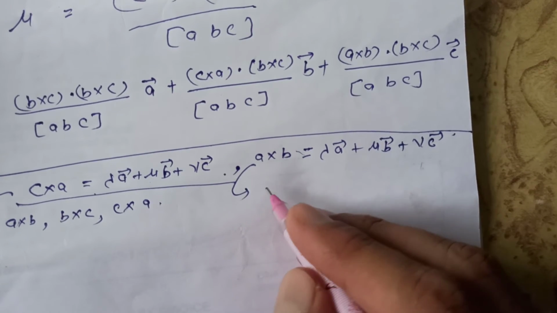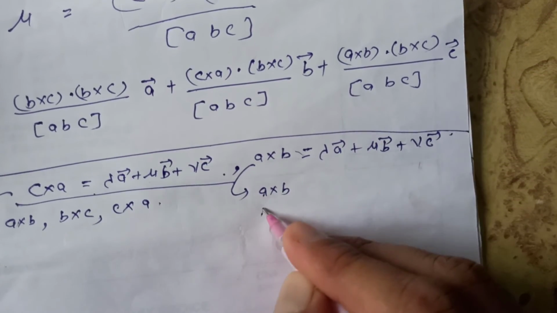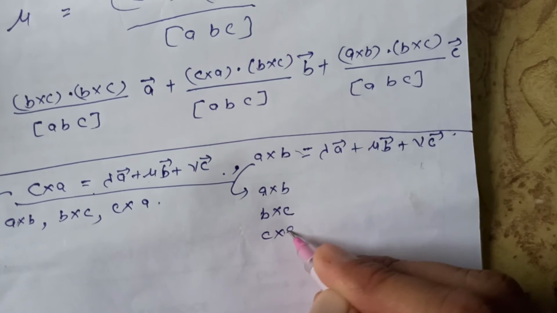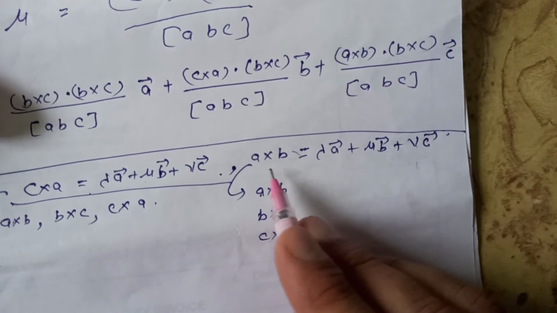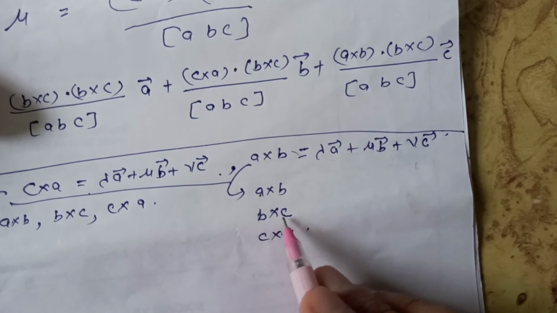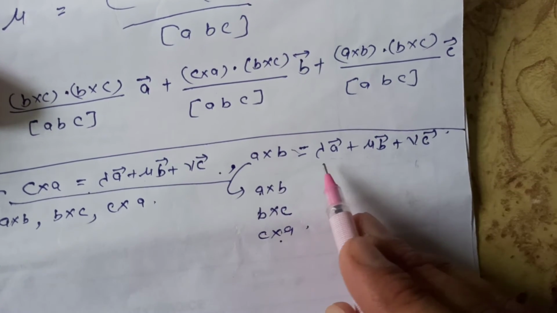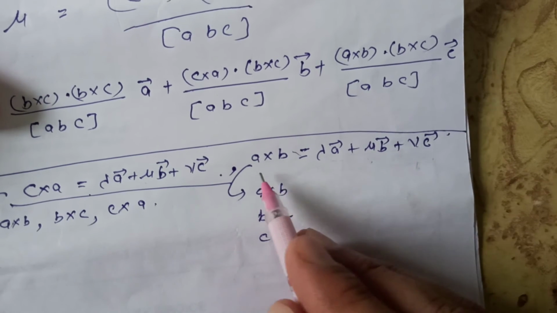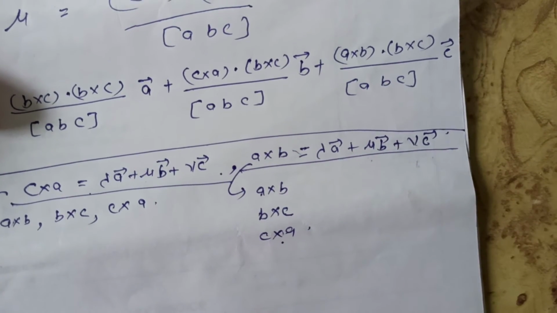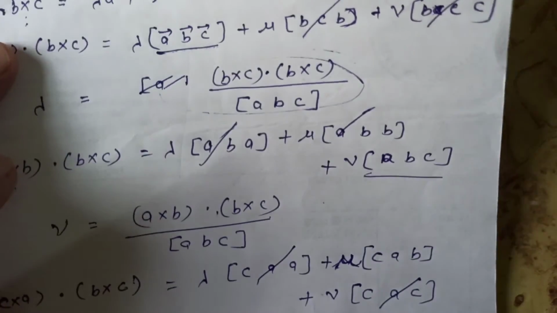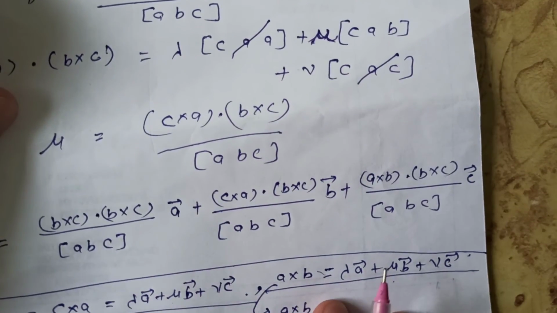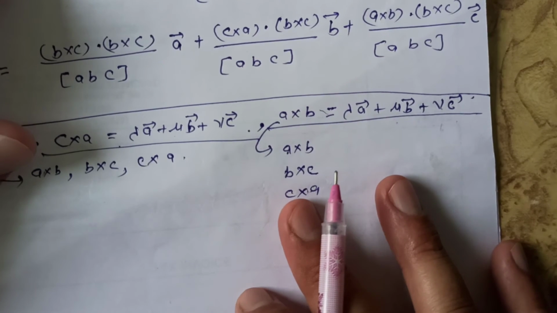Multiply scalarly this identity by A cross B, B cross C and C cross A. Find the value of lambda, mu and nu and substitute these values in this identity. So in this way we can express B cross C, C cross A and A cross B in terms of vectors A, B and C.